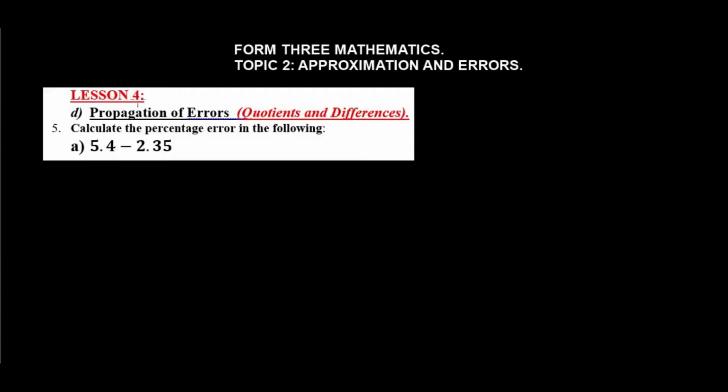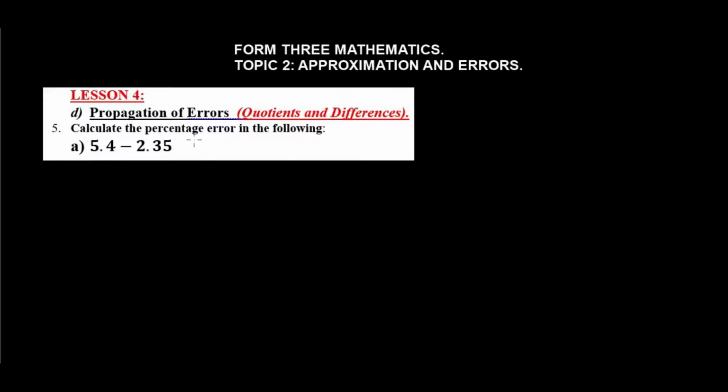This is Form 3 Mathematics, Topic 2, Approximation and Errors. Today we are at Lesson 4 and we are looking at propagation of errors still. Previously we looked at propagation of errors in products and summations. Today we look at quotients and differences, and we have a question to guide us. We are at question 5. Calculate the percentage error in the following.